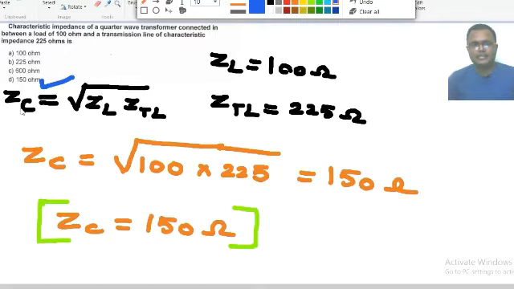The formula is the characteristic impedance ZC is equal to the square root of Z0 into ZL, where ZL is the load impedance, which is 100 ohm, and the transmission line impedance is 225 ohm. If you substitute 100 ohm and 225 ohm in this equation, you will get the square root of 100 into 225. If you simplify this, we will get 150 ohm. So finally the characteristic impedance is equal to 150 ohm. So option D is the correct answer.